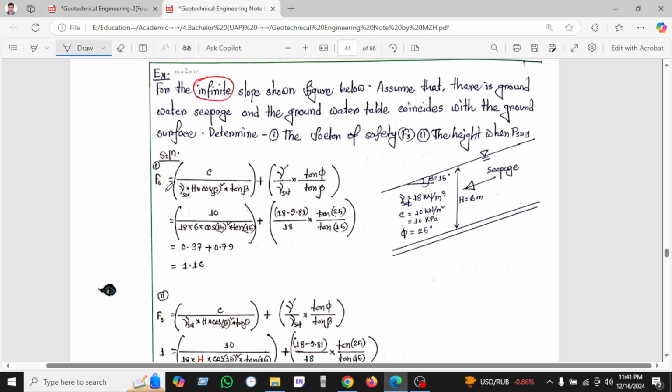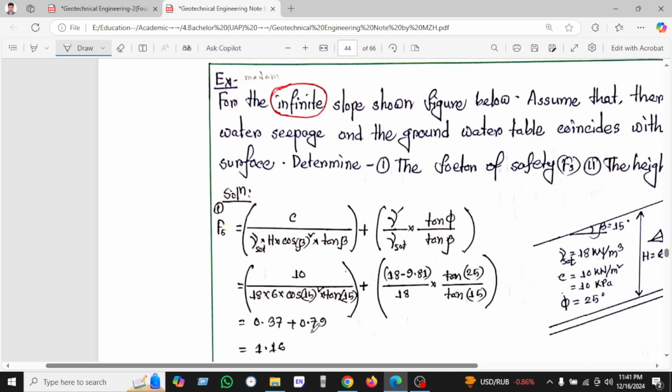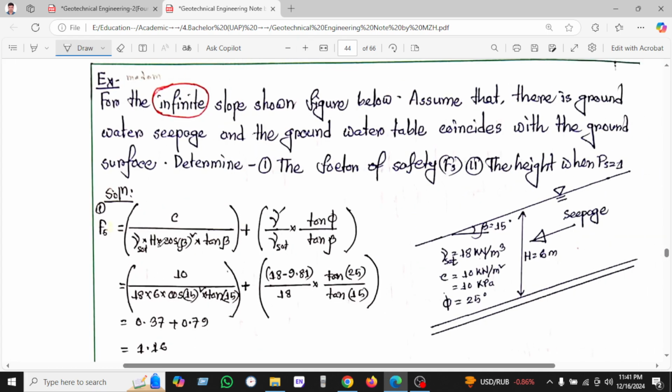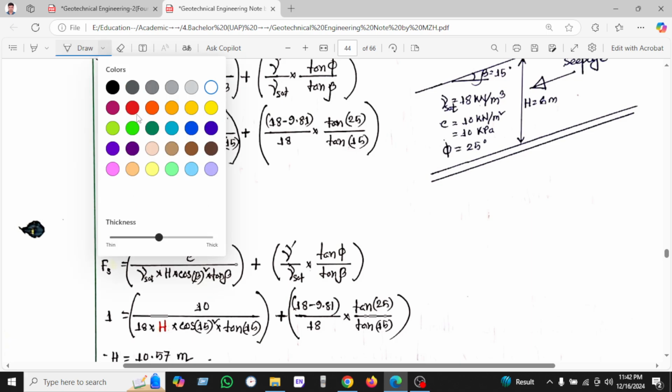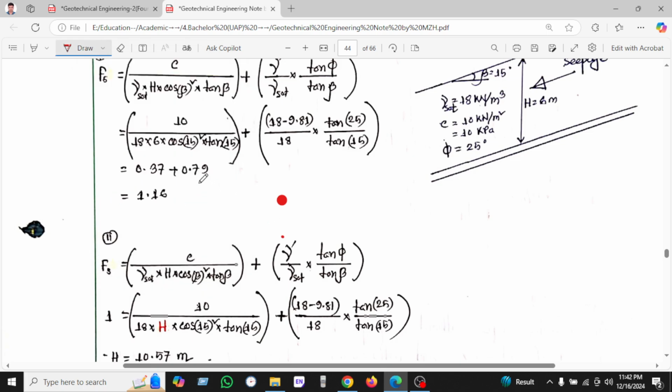You can see the factor of safety here: C divided by gamma saturated h cos squared beta tan beta, plus gamma prime over gamma saturated times tan phi by tan beta. The height is 6 as given, beta is 15, gamma saturated is 18 kilonewton per cubic meter, C is 10 kilonewton per meter square, which is 10 kPa, and phi equal to 25, and we found the factor of safety 1.16, which is greater than 1. So this is okay.